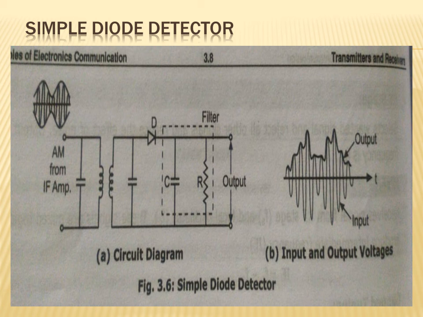See in the output waveform, first we apply the positive half cycle. For this positive half cycle, the diode is forward biased, so the capacitor charges to its maximum value. So we are getting the first part.